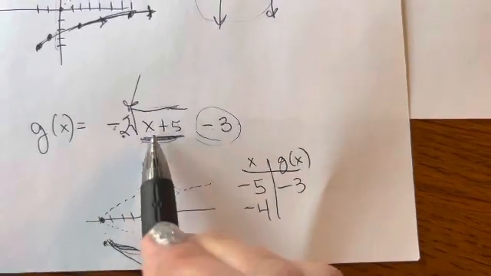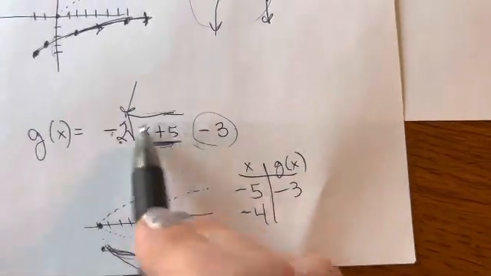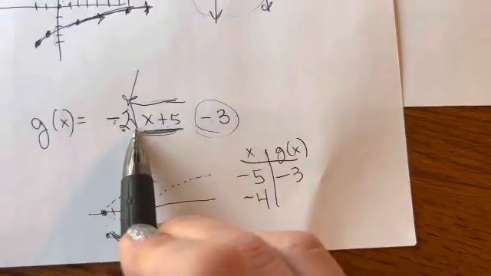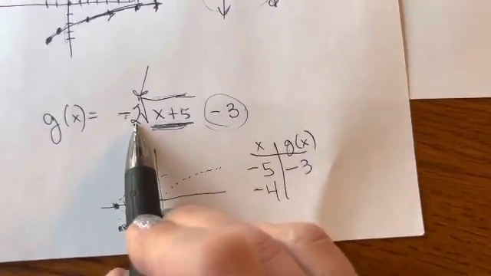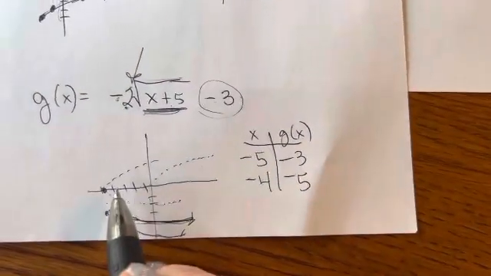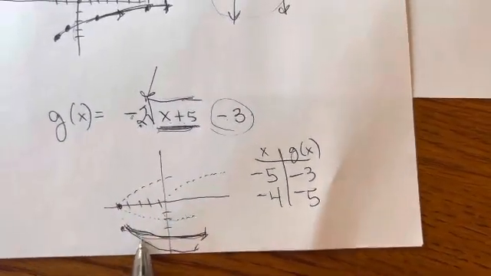Okay. Now I know I can take the square root of 1, so I'm going to plug in -4. Okay, why? Because -4 plus 5 is 1. Square root of 1 is 1. -2 times 1 is -2. -2 minus 3 is, oh gosh, -5. So there's another point. I can go over 4, down 5. There it is, right there.